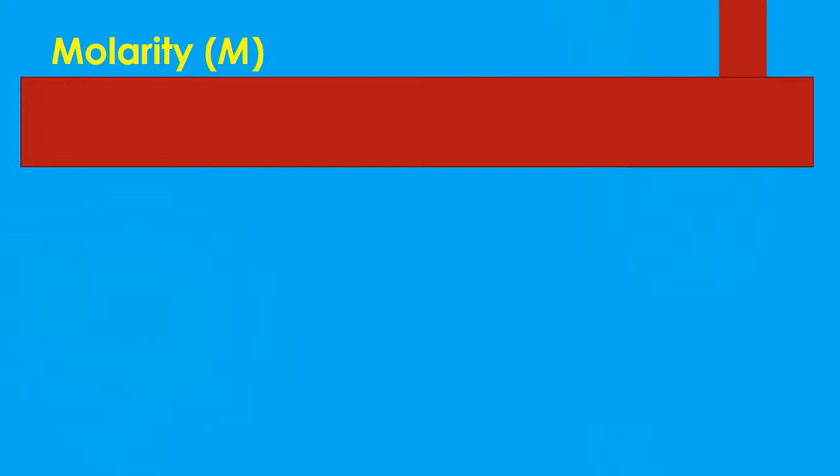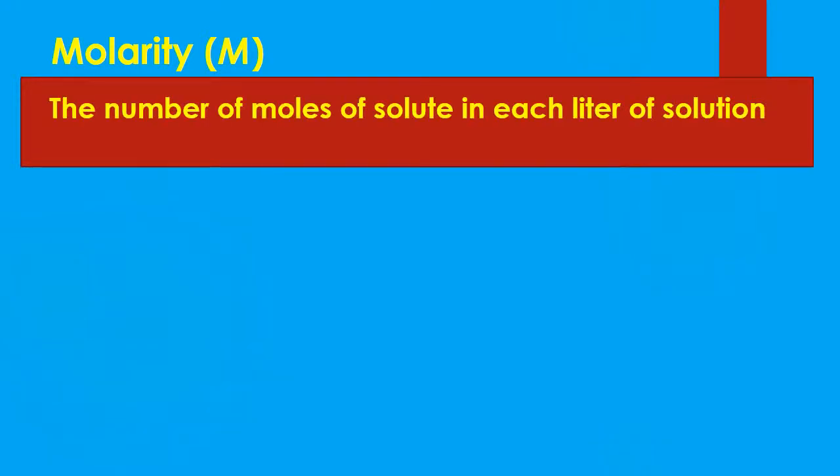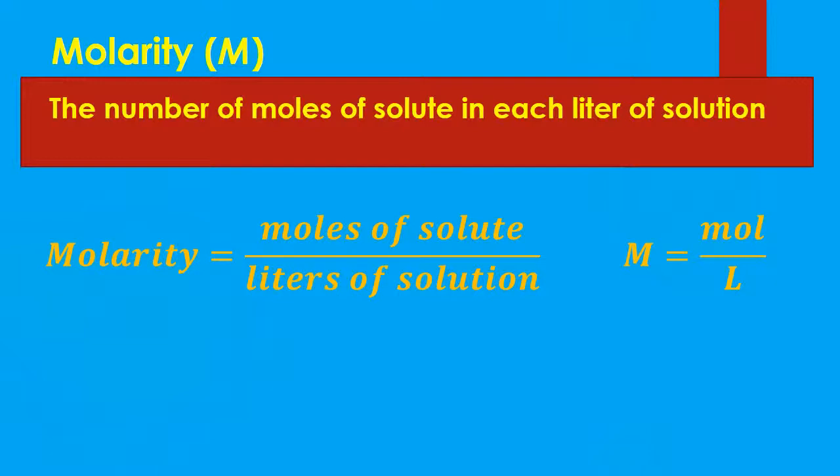Now, molarity. Molarity is the number of moles of solute in each liter of solution. So molarity is a measure of concentration, but instead of just measuring the amount, we go by the number of moles in each liter of solution. How do we calculate molarity? We take moles of solute and divide it by liters of solution. And that gives us the units of moles per liter.